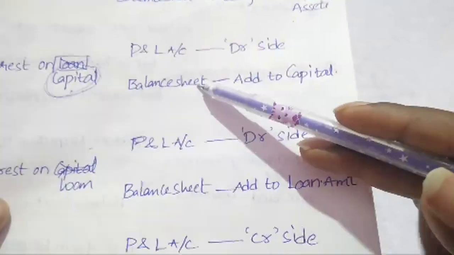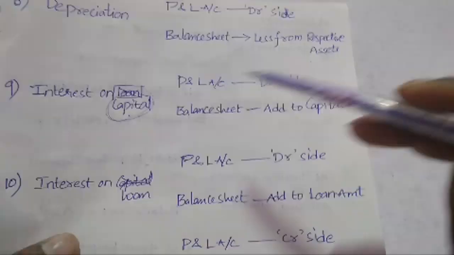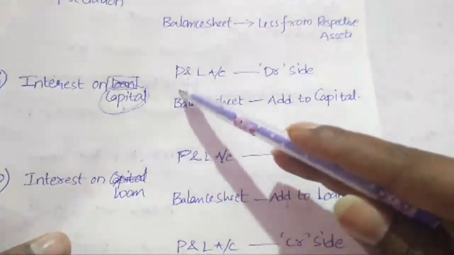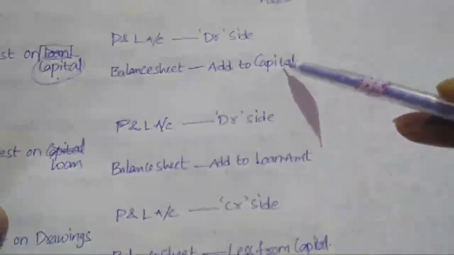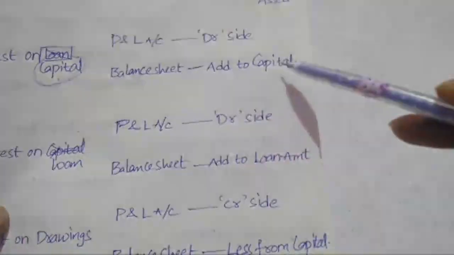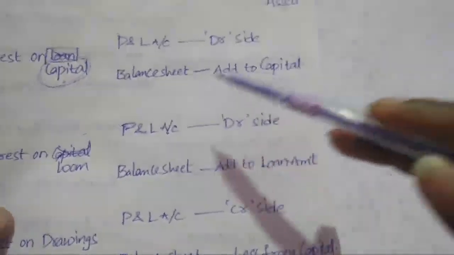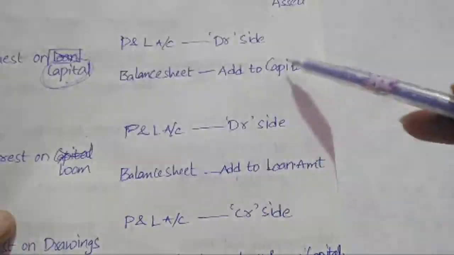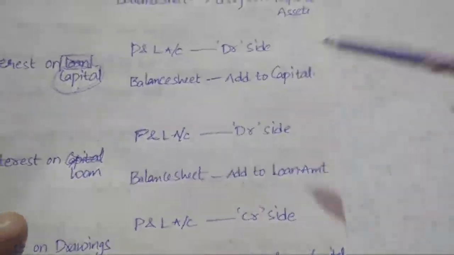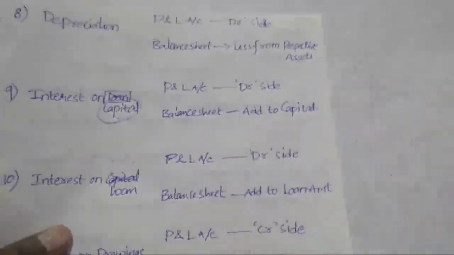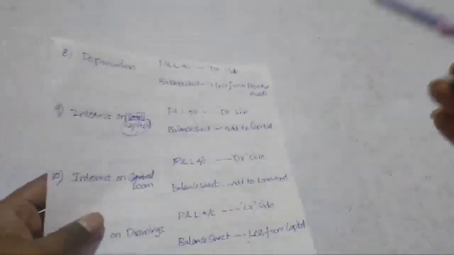And then the balance sheet, what will be the effect in the balance sheet? Interest on capital will be added to capital on the liability side. Capital will be recorded on the liability side, and this interest on capital will be added to capital because we are increasing the liability capital. Along with that, we need to pay interest also, so that interest amount will be added to capital.